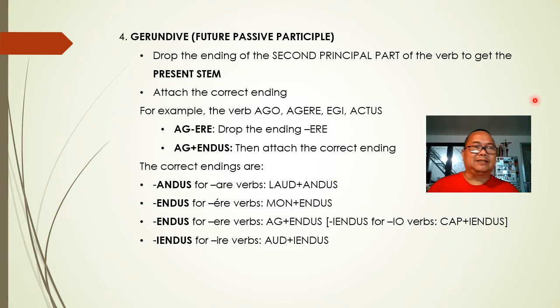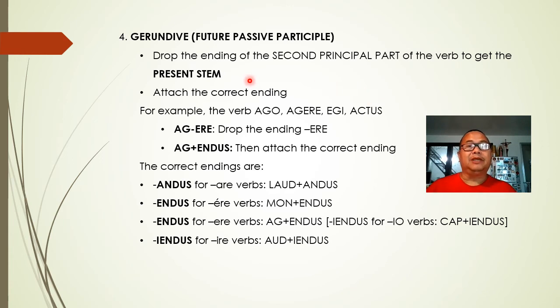So the last of the participles is the future passive participle, more commonly known as the gerundive. As I said before, please do not confuse gerundive with gerund. Gerund and gerundive are two different things. Okay. So how do you get the future passive participle, or the gerundive?